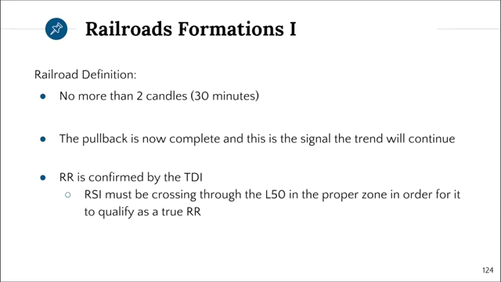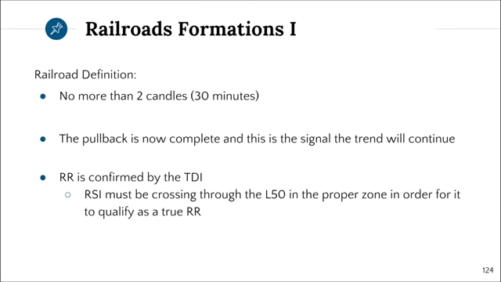Railroads. Railroads are always going to be no more than 2 candles on the 15-minute chart. That means no more than 30 minutes. The way that we use railroads is to identify that the pullback of the overall trending move is complete and we are now moving back in line with that overall trend. The railroad will be confirmed on the TDI by the RSI crossing through the liquid 50.